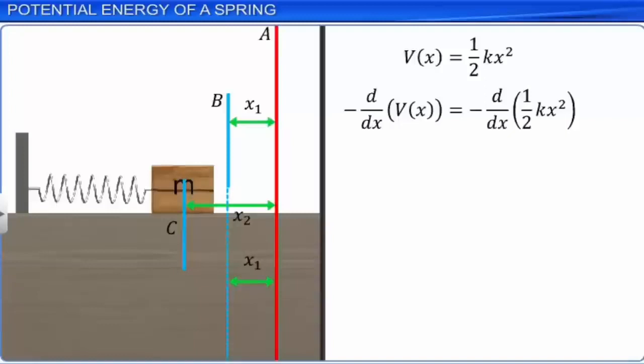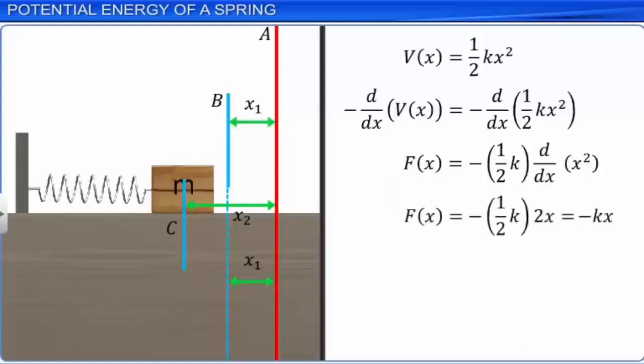On further simplification, we get F of x is equal to minus half k into d(x square) by dx. Thus, by doing the derivation of the equation of potential energy of a spring, we can easily verify the equation for the spring force as F of x is equal to minus kx, as shown.